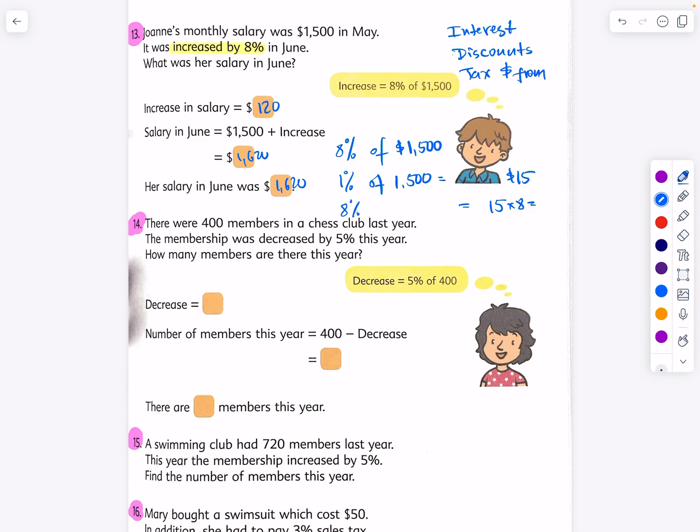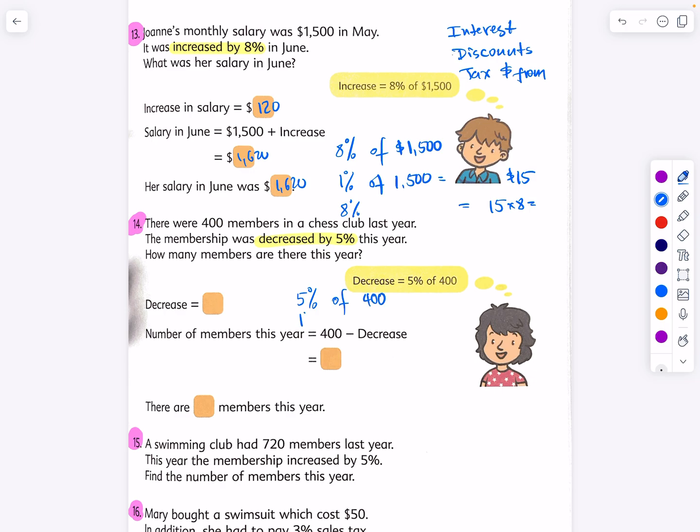There are 400 members in a club last year. The membership was decreased by 5% this year. How many members are there this year? Well, again, let's try to solve what is the drop in memberships. What is 5% of 400? So 5% of 400 members.